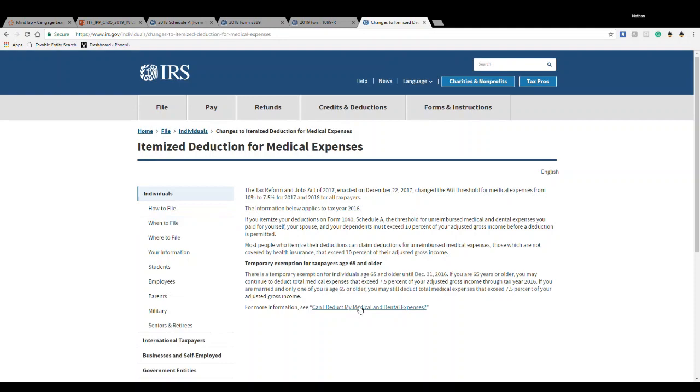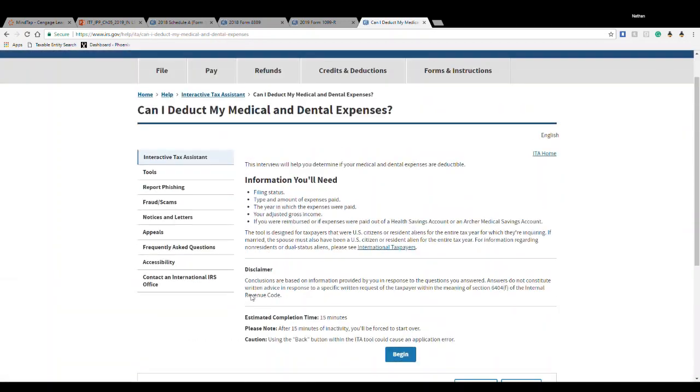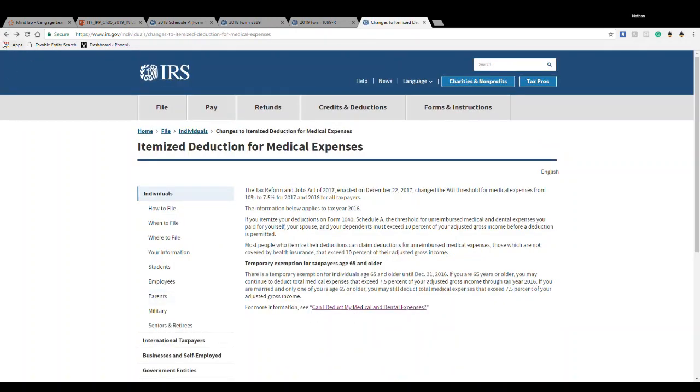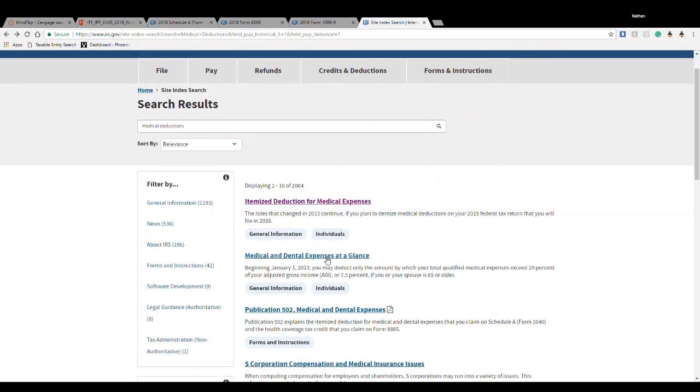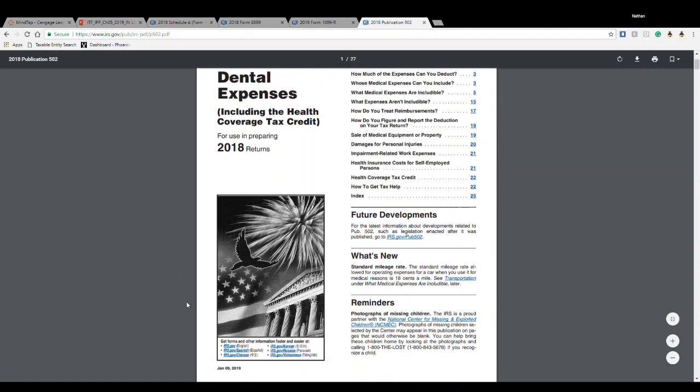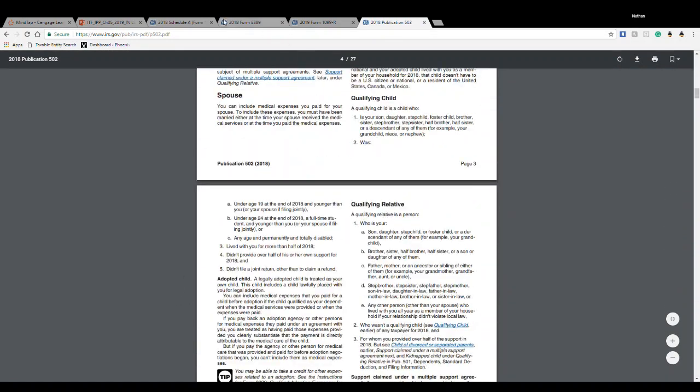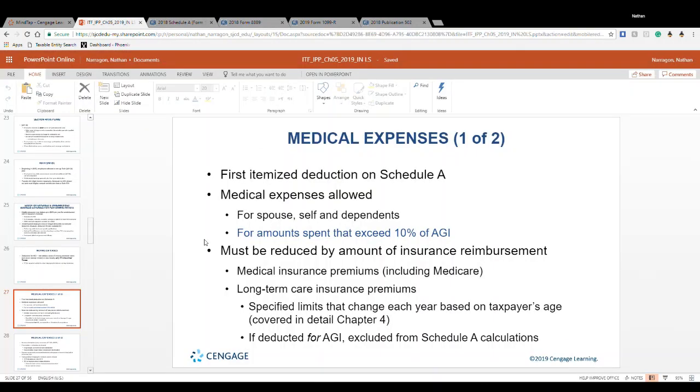And of course it's not even on here, but it does have interactive tools to help you out. Alright. And this is Publication 502, which actually goes over all the medical. There's a lot of medical stuff that we can deduct, and it is allowed for your spouse, yourself, and dependents, and it's for amounts you can actually deduct when it exceeds 10% of your AGI.